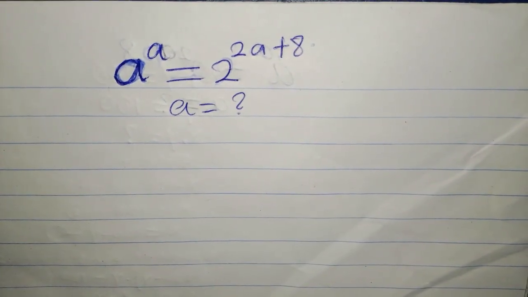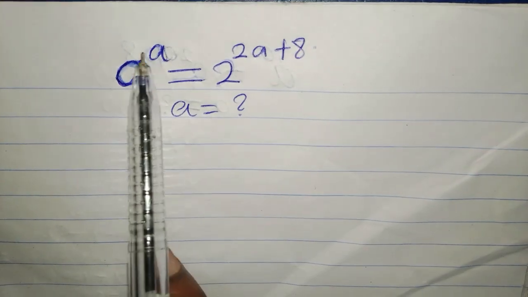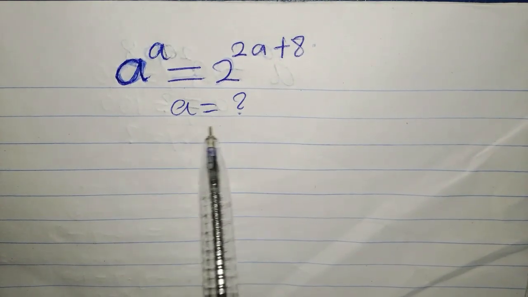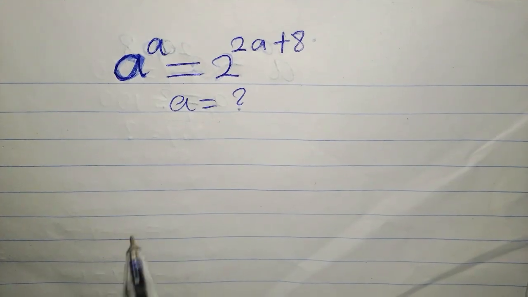Let's provide a solution to this question. The question reads, a to the power of a equals 2 to the power of 2a plus 8. What is the possible value for a? So let's provide a solution to this.